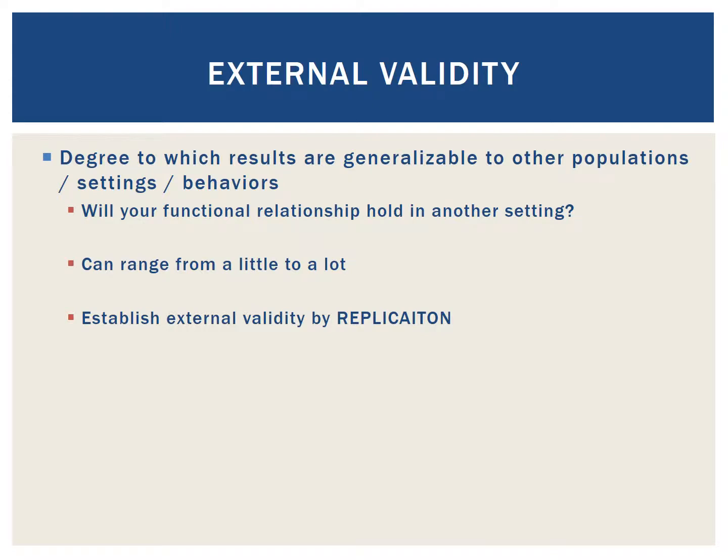That's the reason that single case designs are constructed the way they are. External validity is the degree to which our results can be generalized to other settings, other groups of individuals, or other behaviors. So how generalizable are our results? In other words, will the functional relationship that we were able to establish in our study hold in other situations?